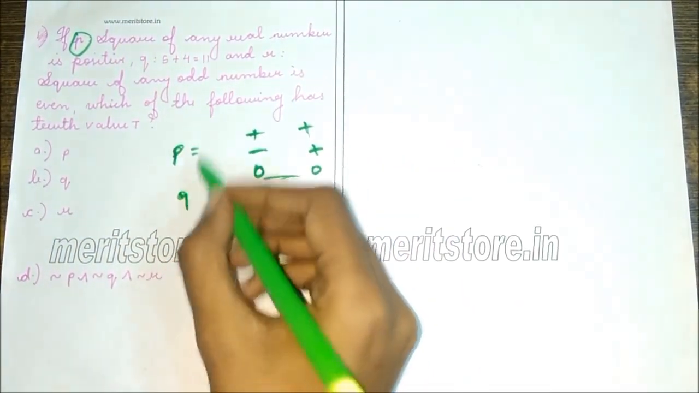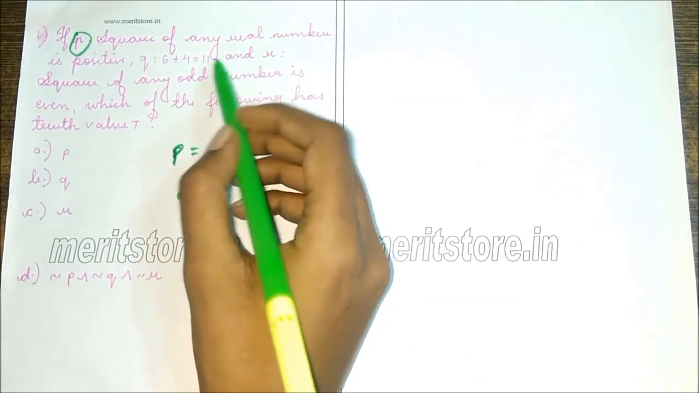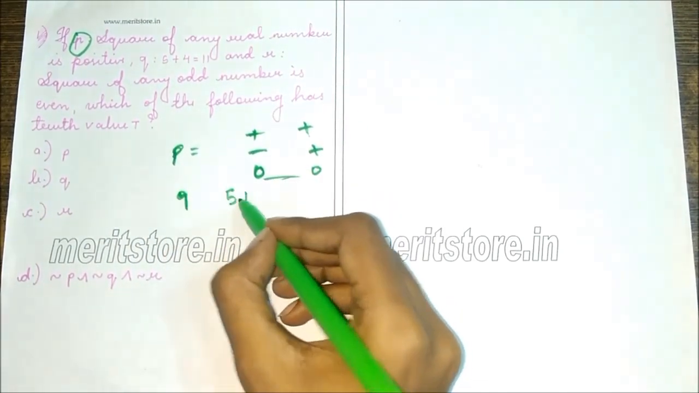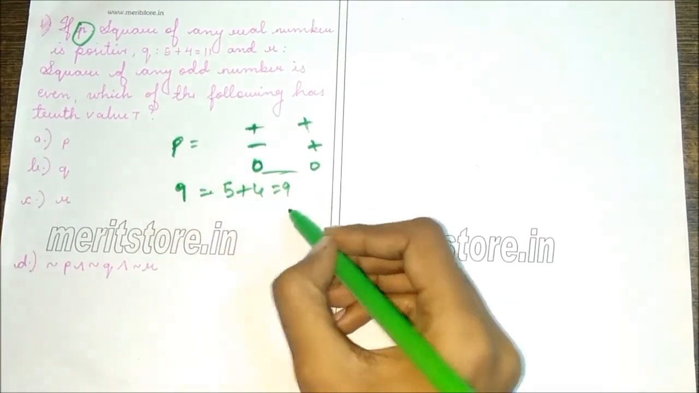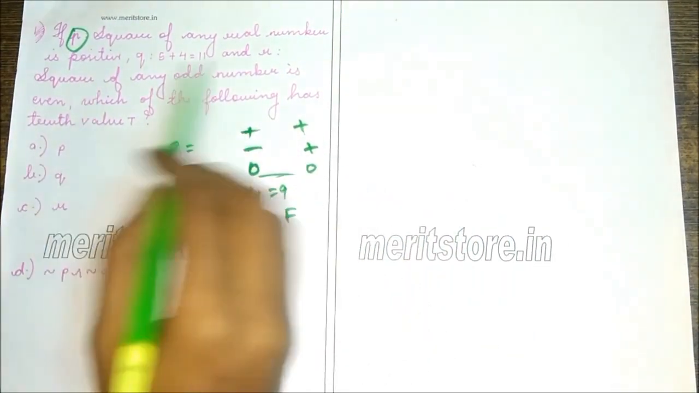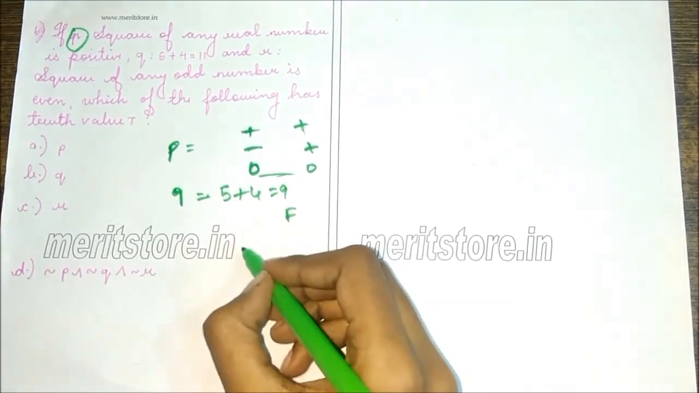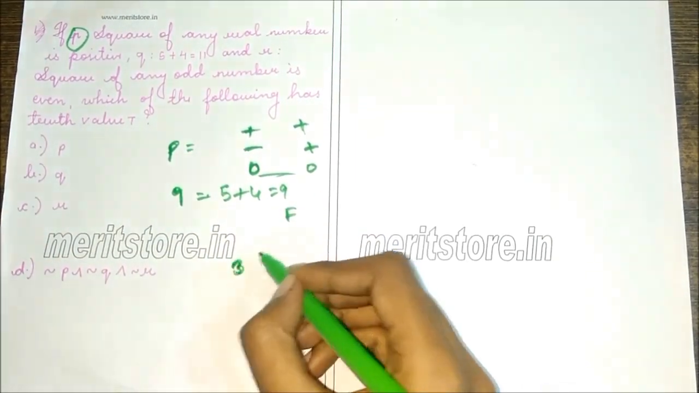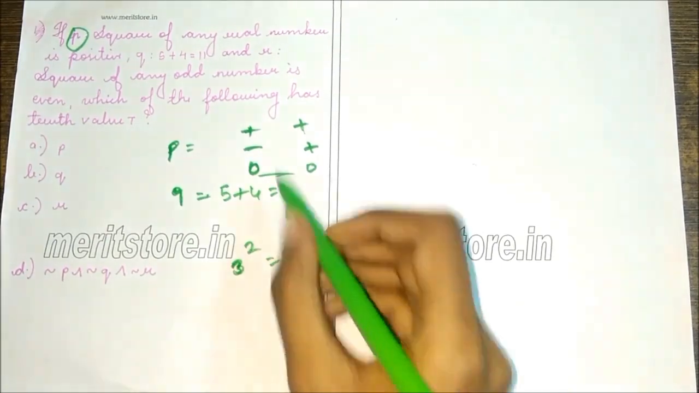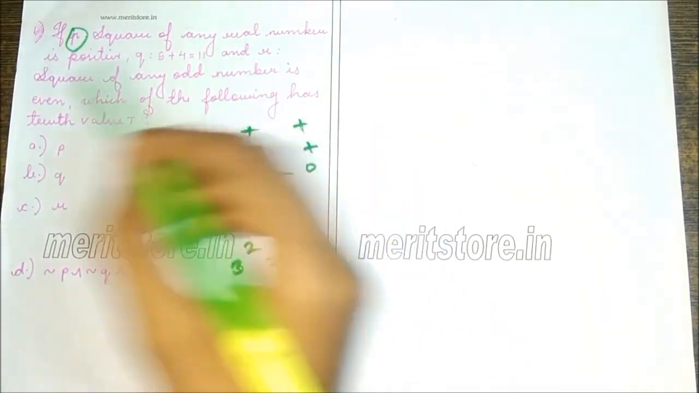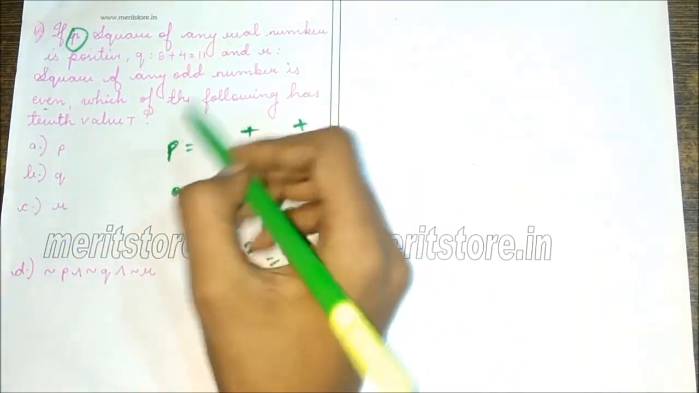Now for Q, this is 5 plus 4 equals 11. But 5 plus 4 is 9. So Q is false. Now let's check R. R is square of any odd number is even. Take an example of 3. 3 is an odd number. Square of 3 is 9. So square of an odd number is odd, and it is not even. So R is also false.